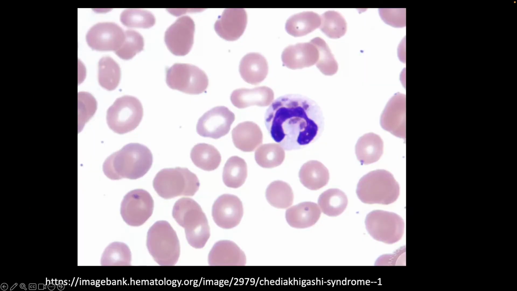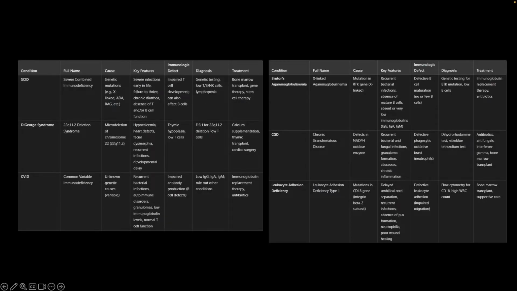Here's an example of what you would see on blood smear. And this is just a helpful table just to go over all the different immunodeficiencies and just how you would treat them.